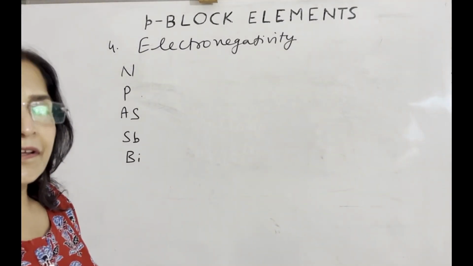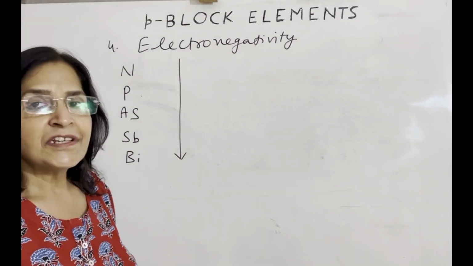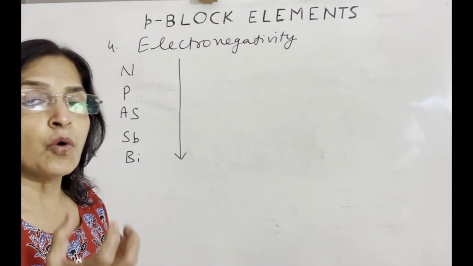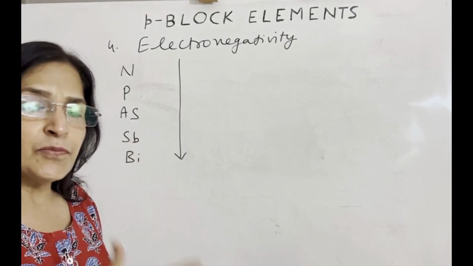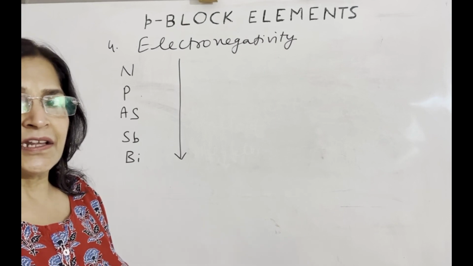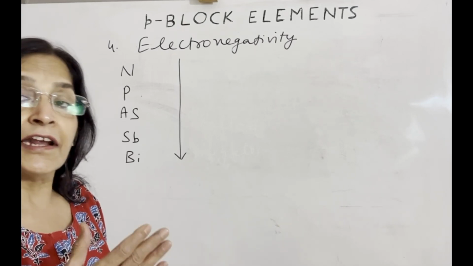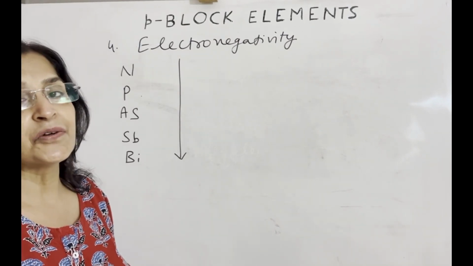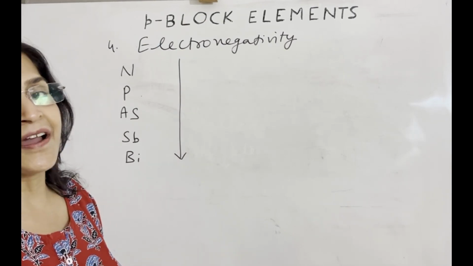Next is electronegativity. Electronegativity decreases as we move down the group. What is electronegativity? Electronegativity is the tendency of an atom to attract the shared pair of electrons in the bonding state. So as we move down the group, size is increasing, atomic radius is increasing, ionization energy is decreasing, electropositive character is increasing, so electronegativity will decrease.